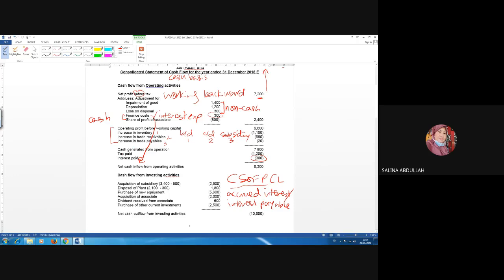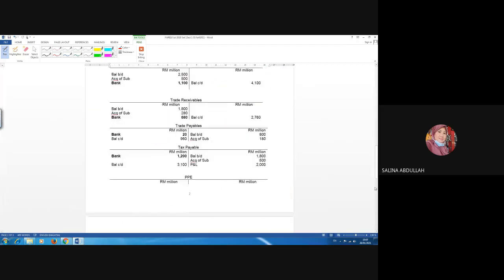Then let's move to tax paid. For this tax paid, normally, what you need to do, you have to prepare this tax payable account. Very simple. So this is from your SOFP beginning, and then we also have from SOFP at the end, beginning and ending balance. You must identify if it appears as current liability. So tax payable beginning will be on the credit side. Automatically ending will be on the debit side.